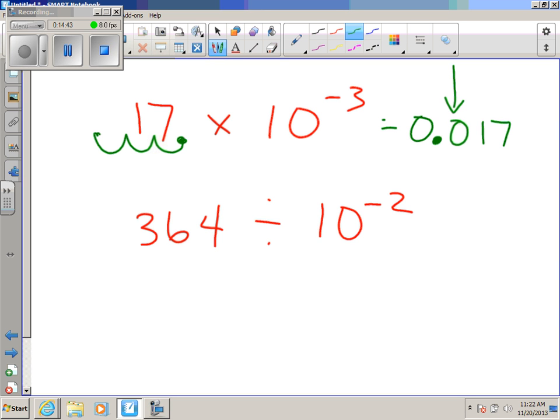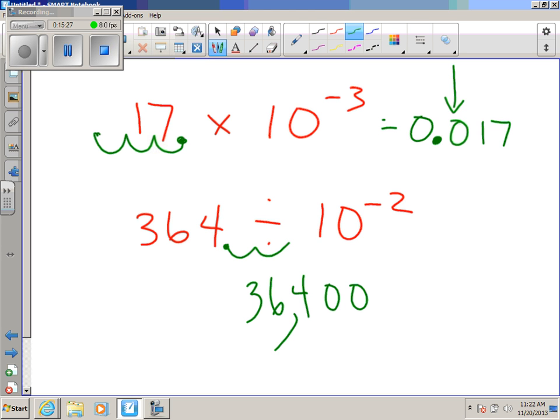All right, so the next one. You need the decimal in front. Okay? It's all about the decimal. 364 divided by 10 to the negative 2 power. Well, ordinarily, if I was dividing, Casimir, I'd move to the left. But because it's a negative power, I will move to the right. How many places? 1, 2. So I have a 364 with 2 zeros after it.